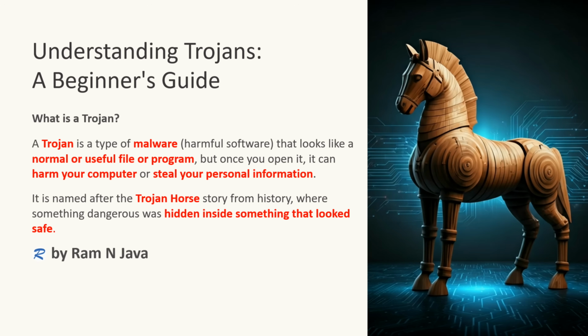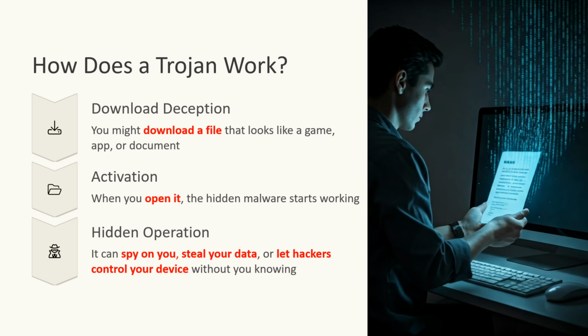How does a Trojan work? You might download a file that looks like a game, app, or document. When you open it, the hidden malware starts working. It can spy on you, steal your data, or let hackers control your device without you knowing.